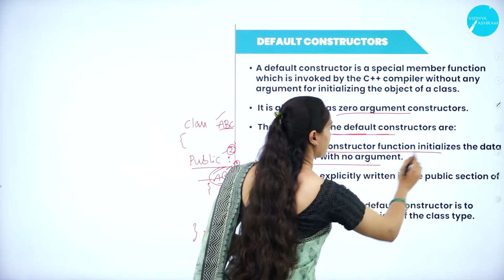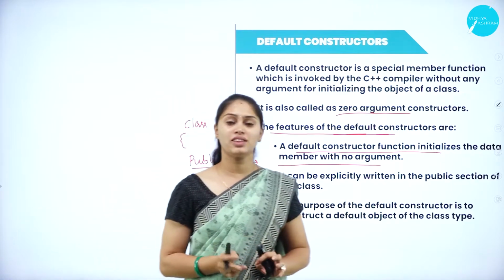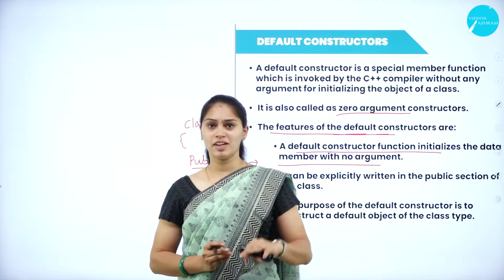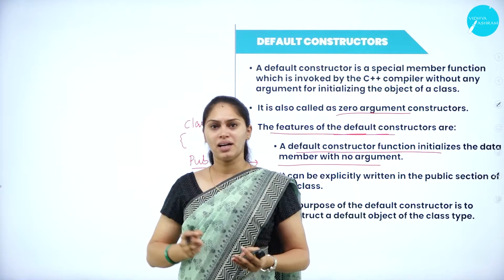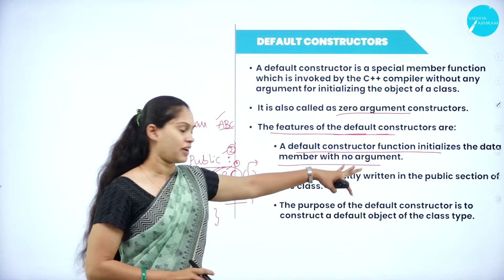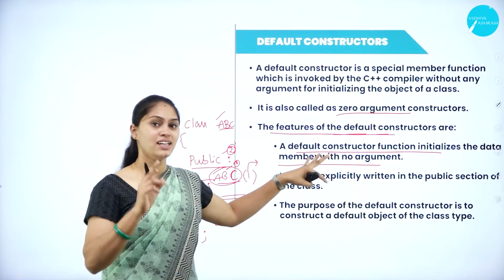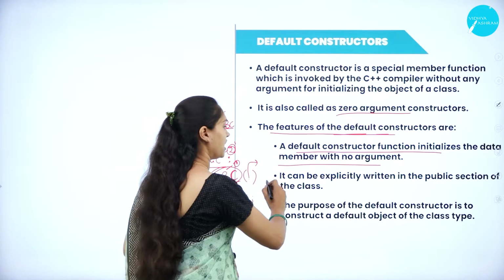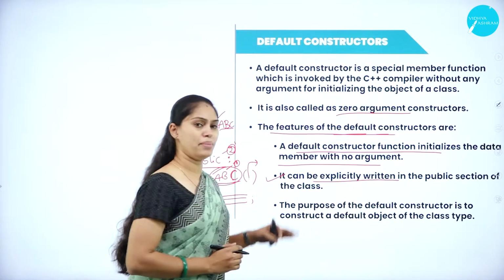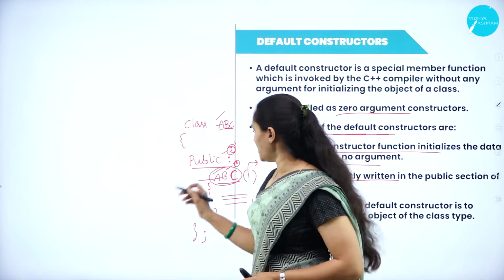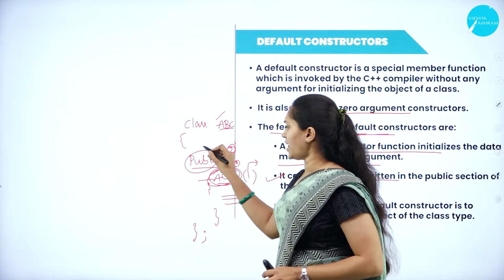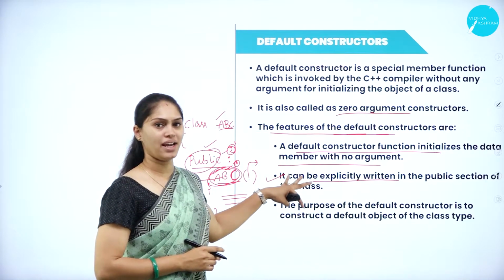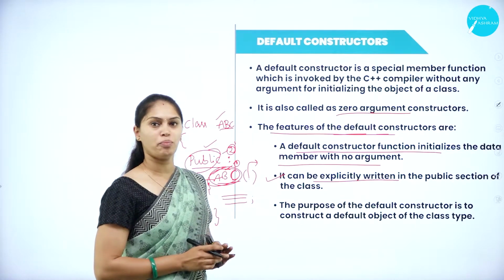This default constructor function initializes the data members with no argument. So what is it going to do? It is not going to send any parameter or argument to the function, so I am going to call this a default constructor. What is the next point? It can be explicitly written in the public section of the class. So where I have written this default constructor, it must be under the scope of public.